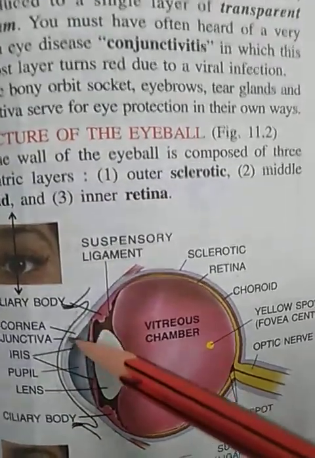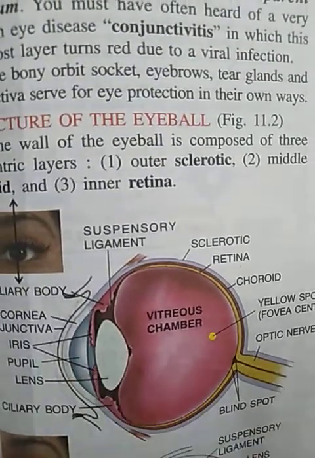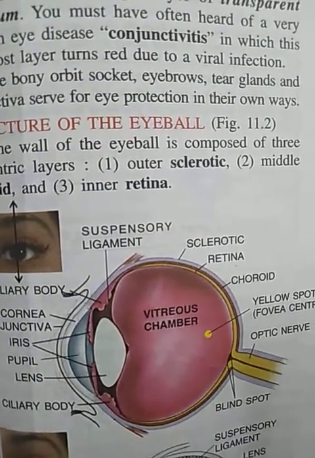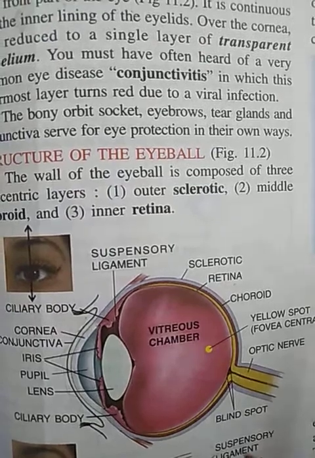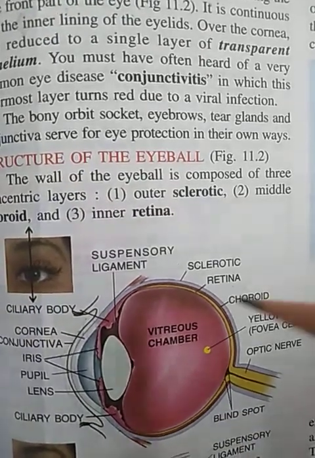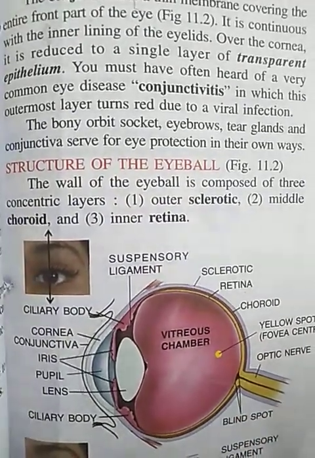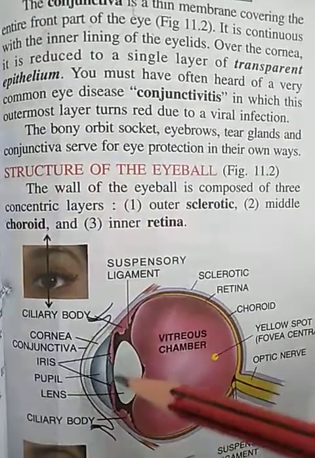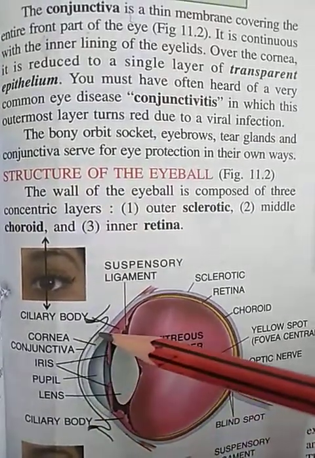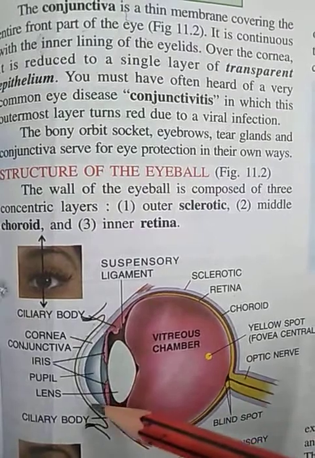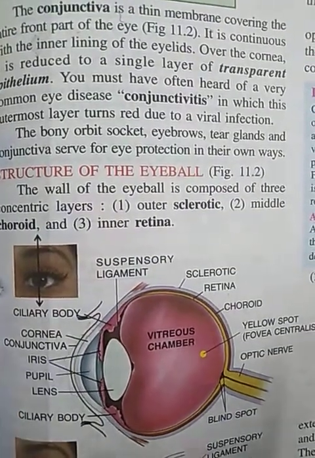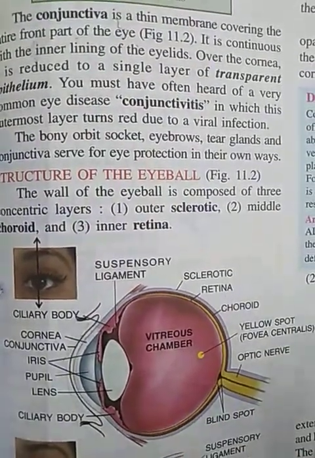Means here over the cornea it becomes transparent here. Sometimes, students, we have heard about a disease, conjunctivitis. Now what is this disease conjunctivitis? It is a disease in which this outermost layer becomes red due to a viral infection. So in this way it is known as conjunctivitis.